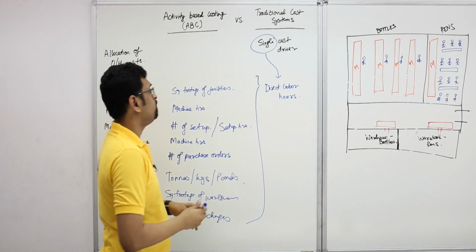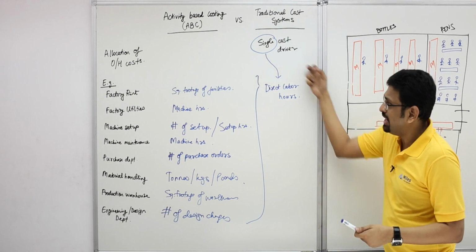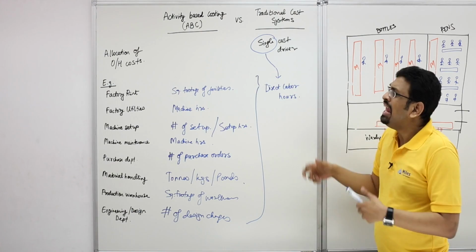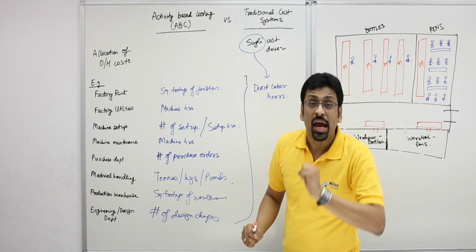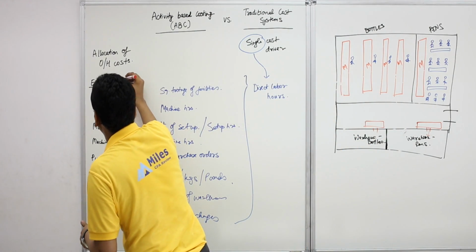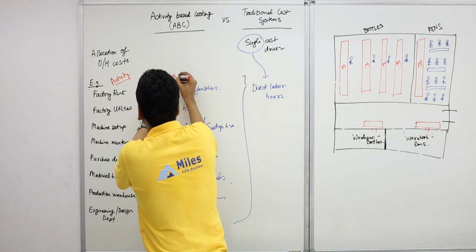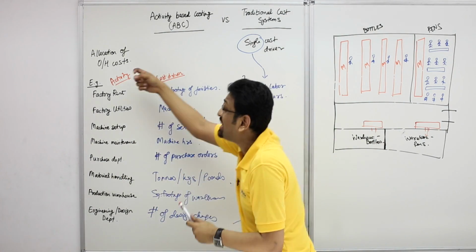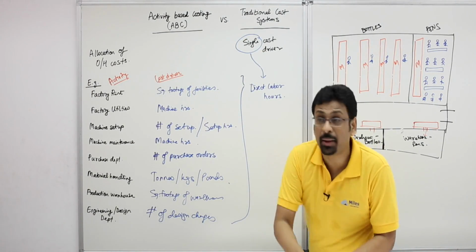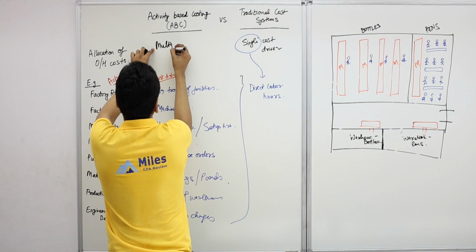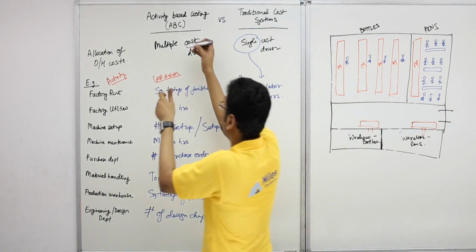So guys, as you can understand, what I'm trying to say is, instead of using one single cost driver, let's say direct labor hours, a volume based cost driver, let us use multiple cost drivers. Let us use the most appropriate cost driver based on the activity. So these are all the activities that we're looking at, and these are the cost drivers. So we have activity based cost drivers, and they are not one, they are multiple cost drivers. So instead of using just one cost driver, we now have multiple cost drivers.